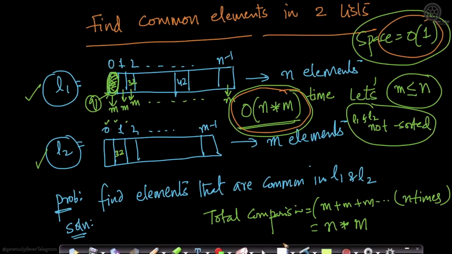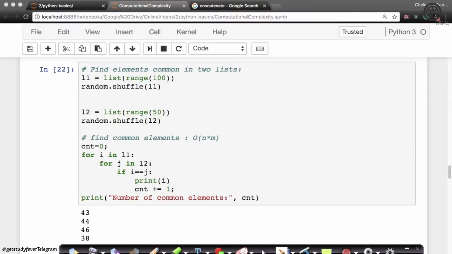Now, can we improve this? Before we go about improving it, let's look at some simple source code to do it. The source code is very simple. I have two lists here and I'm randomly shuffling them. This list is of size 100 elements. This list is of size 50 elements. Now I'm saying for i in L1, take an element in L1, take an element in L2, check if they're the same. If they're the same, print them. And I'm keeping a count here to count how many times I found a common element.